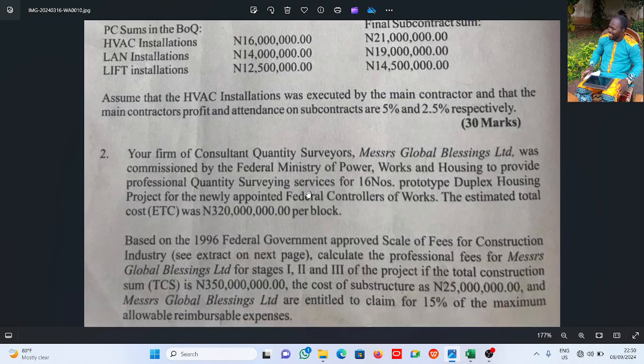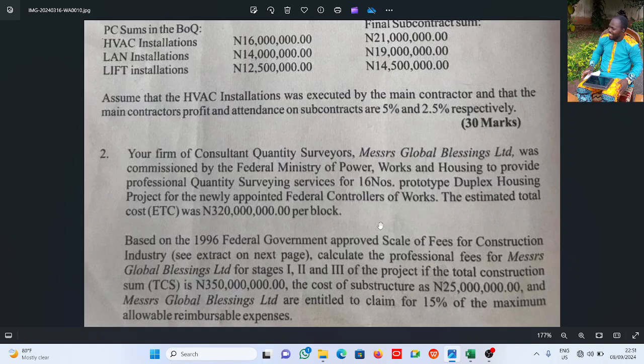It says your firm of a consultant quant surveyors, Messrs. Global Blessings Limited, was commissioned by the Federal Ministry of Power, Works and Housing to provide professional quant surveying services for 16 numbers prototype duplex housing project for the newly appointed Federal Controllers of Works. The estimated total cost was 320 million per block. Please take note of that.